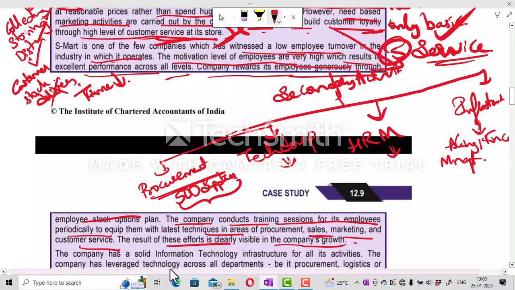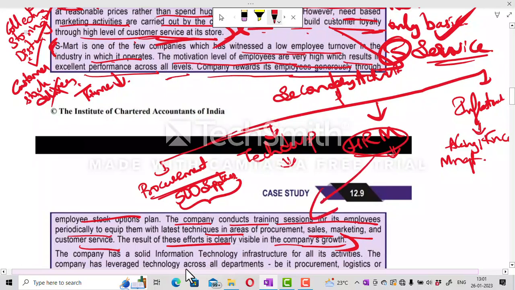Okay, all this comes under HR, human resource management. How they are training, how their employee turnover is very low, how they are motivating their employees, how they are rewarding them, all that covers under human resource management.